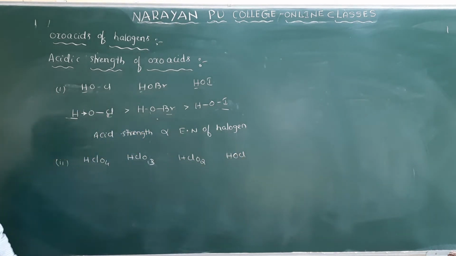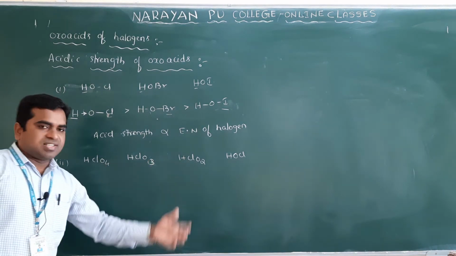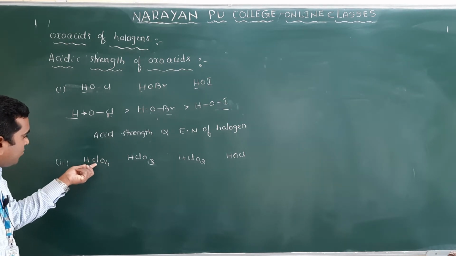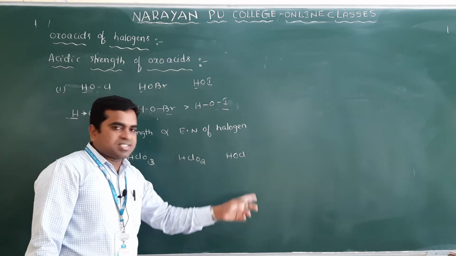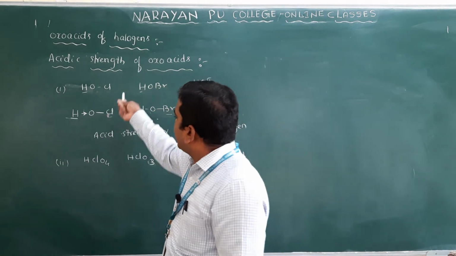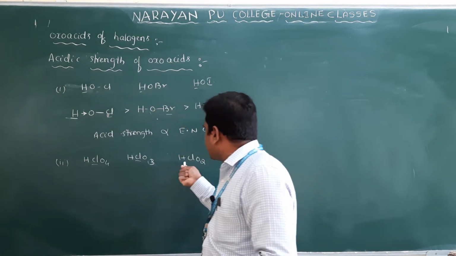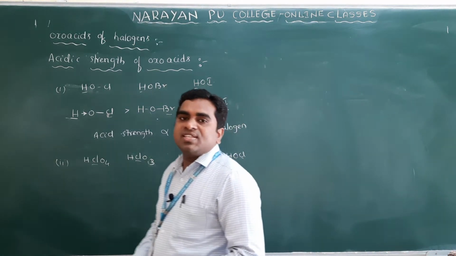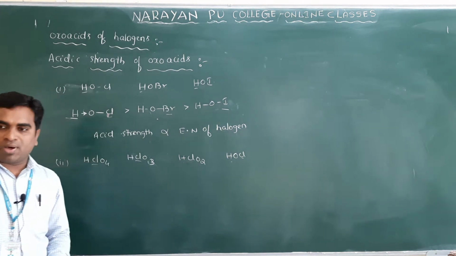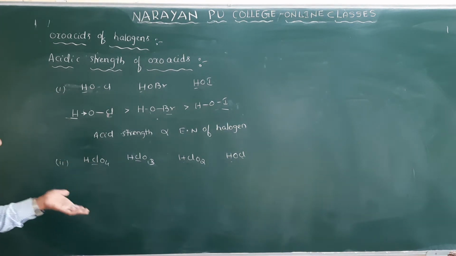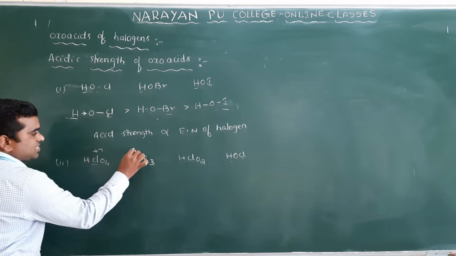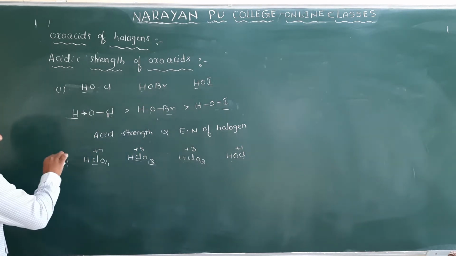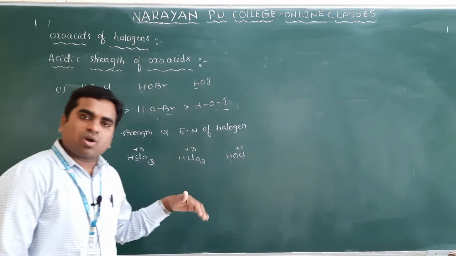In this case, what is the acidic strength? For the oxyacids of the same element, the acidic strength does not depend on the electronegativity, because in all cases it is chlorine only, with the same electronegativity. So here you have to see the oxidation number. The oxidation number is +7 here, +5 here, +3 here and +1 here. As the oxidation number increases, the acidic strength also increases.